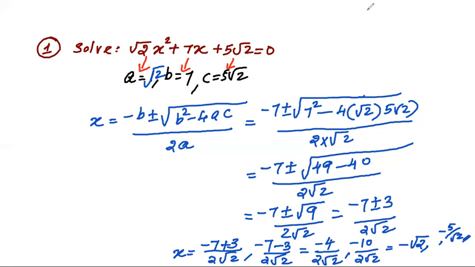So in this way you have to solve a given quadratic equation. It's very important. So try to learn the formula and how to write a, b, c, and try to apply those values into the quadratic formula. Then solve it, simplify, and you'll be getting the final values for x.